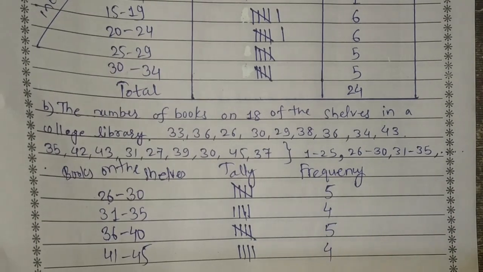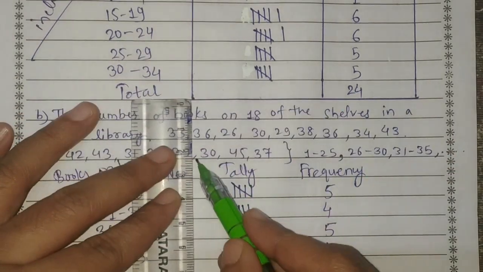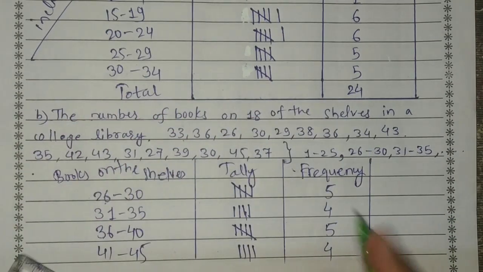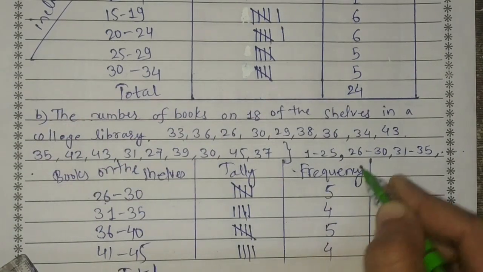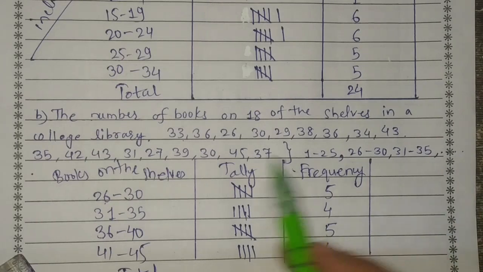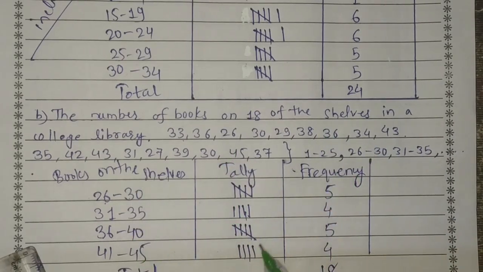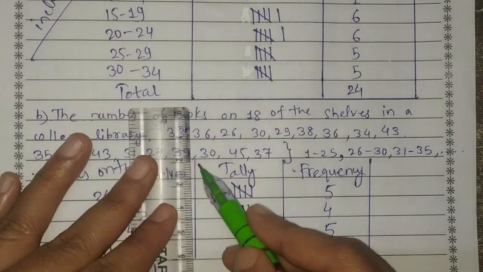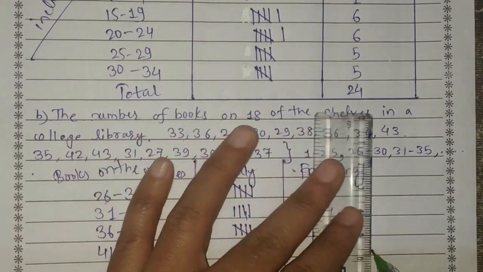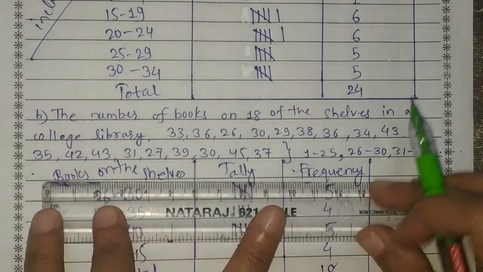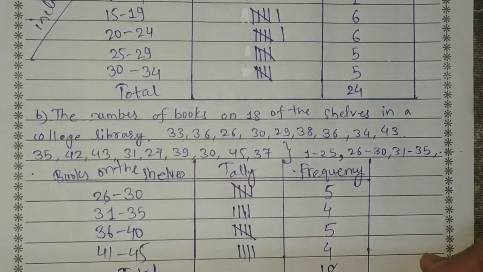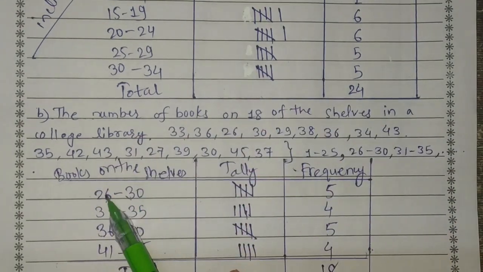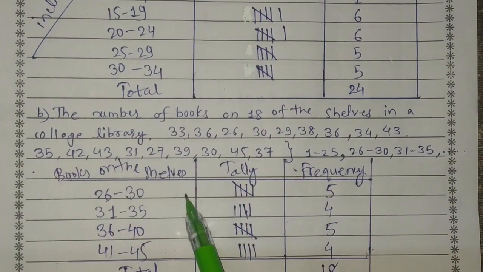So now we have to make a table here. So you can make a table. You can write here total. The total frequency is going to come as 18. So there are 18 shelves in a college library and the number of books are here. So this is again an inclusive distribution, which includes the range, lower and upper both, in the same interval.